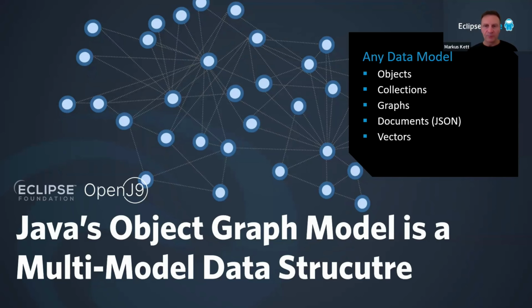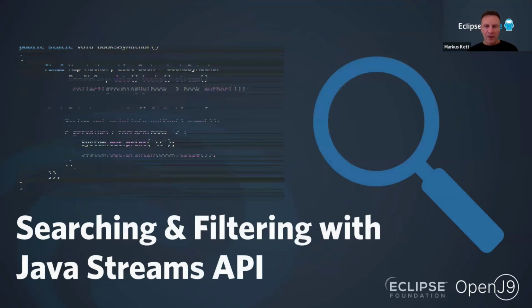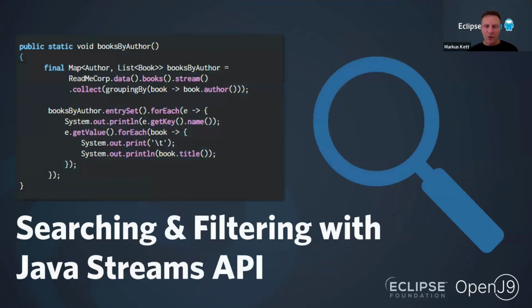So let's use it. And what about searching and filtering? We have the powerful Java Streams API, where we can search and filter in memory. And this will be extremely fast. So you should check this out. Whatever you do with the Java Streams API in memory, it will be executed in microseconds. And this is extremely fast. So use this performance of Java for your data processing.